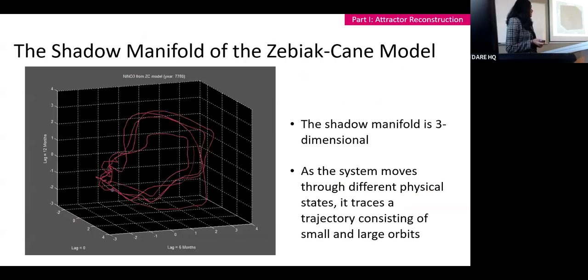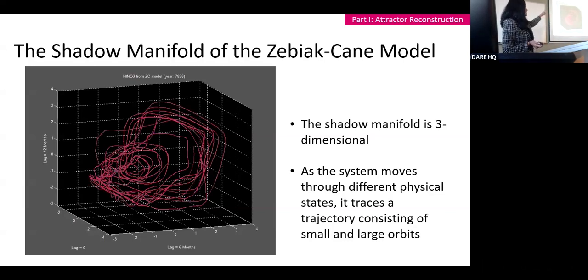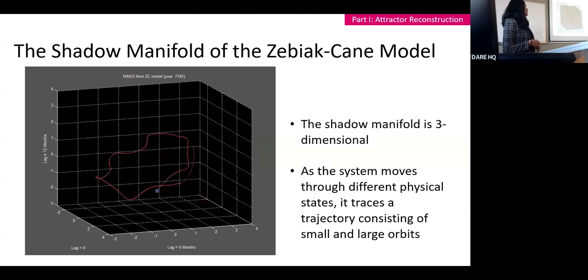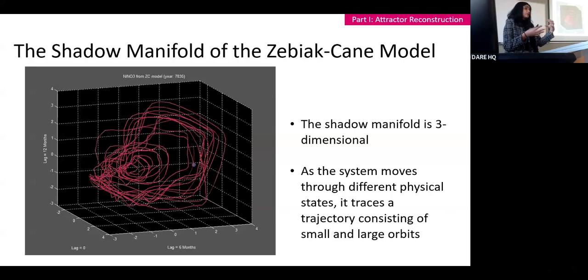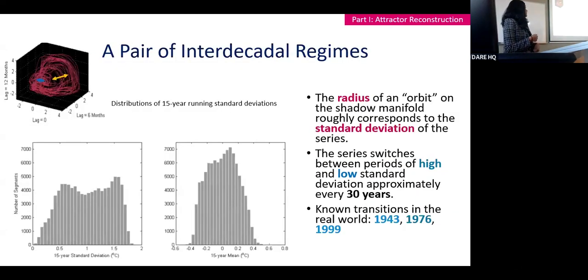So this is what it looks like when it traces out that shadow manifold. We found it was three-dimensional with a lag of 6 months. So you can see here there's lag 0, lag 6, and lag 12 as the three axes. And what we found was that the system, as it traces this trajectory, draws these large loops, and then it goes into this smaller set of orbits before jumping to these larger orbits again. So it's displaying these two different regimes of behavior where you have small loops and large loops. So here you can sort of see that statically a bit more clearly.